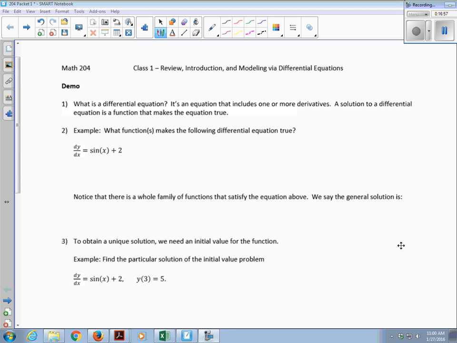Okay, so a function y equals, the antiderivative of sine would be negative cosine, antiderivative of 2 is 2x, and then you could put a plus c because the derivative of any constant would be 0. So that's a function y, so that dy dx is sine of x plus 2. In fact, that's a whole family of functions.